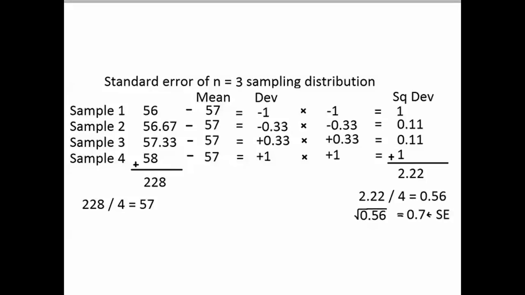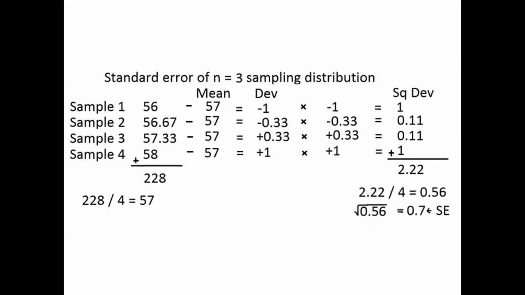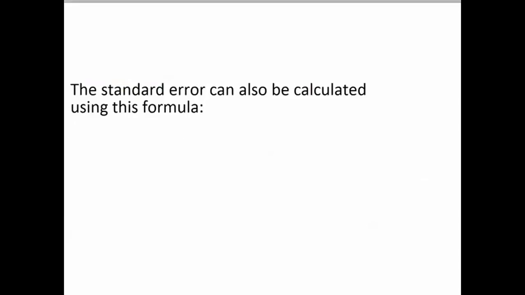We're almost at the end of this video. I just wanted to show you a shortcut formula for finding the standard error. And it's this formula right here. I just have to explain what each of these symbols are. This might look complicated, but there's really only 3 symbols in here.